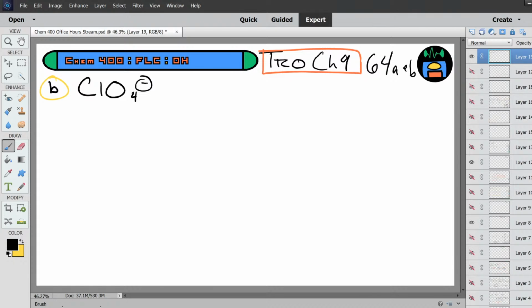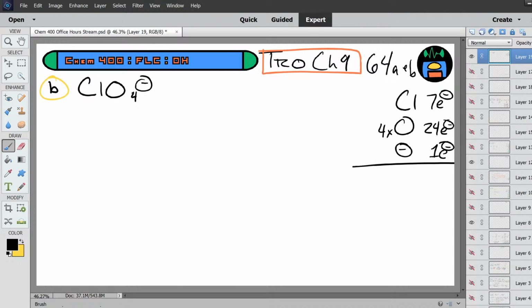All right, so let's go ahead and first do the kind of nuts and bolts part. Chlorine has 7 electrons. Oxygen has 6. Here we have 4 of them. And so 6 times 4 is 24. Then we have a negative charge, giving us a total of 32 electrons in our budget.